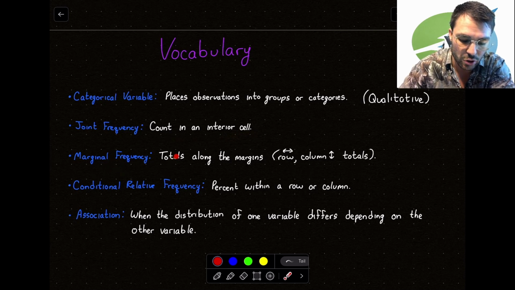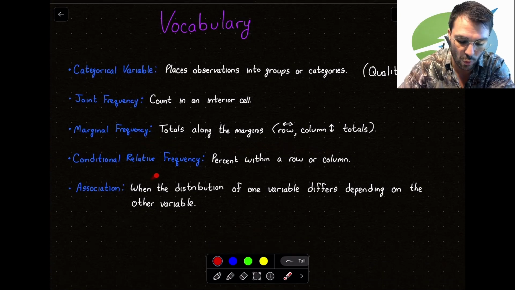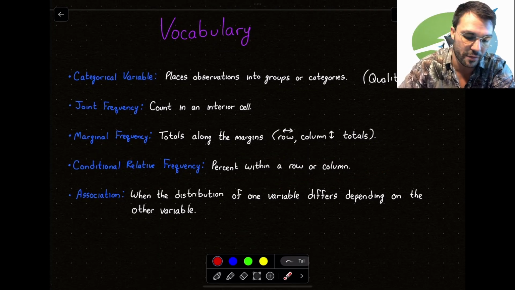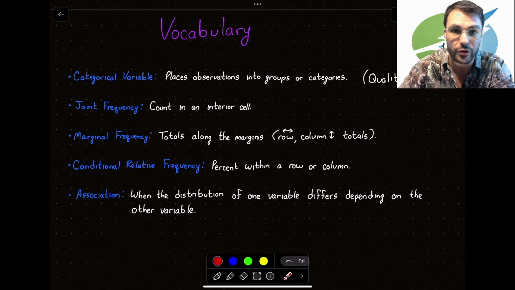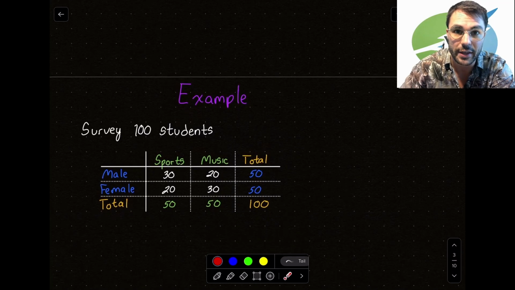Marginal frequency, totals along the margins. So the totals for a row or a column. And remember, rows run left, right, columns run up, down. Conditional relative frequency, percent within a row or column. And association, when the distribution of one variable differs depending on the other variable. In this video, we're mostly going to be focusing on the joint frequency, marginal frequency, and conditional relative frequency of two-way tables.